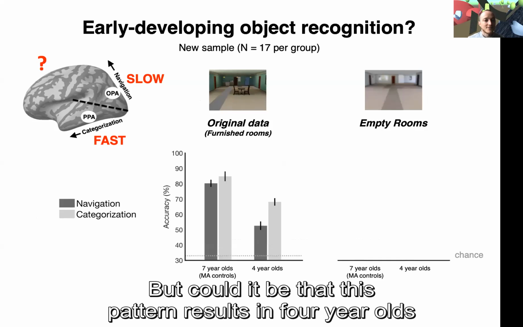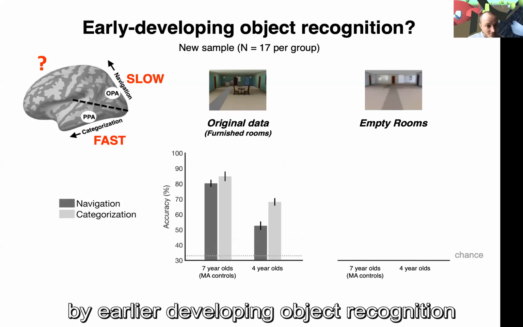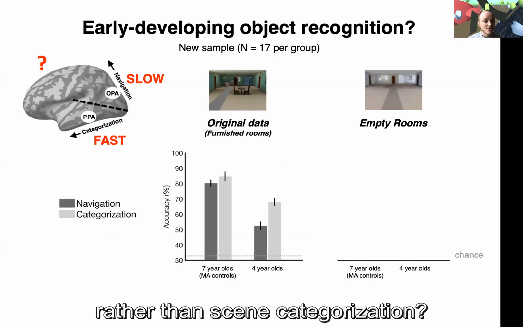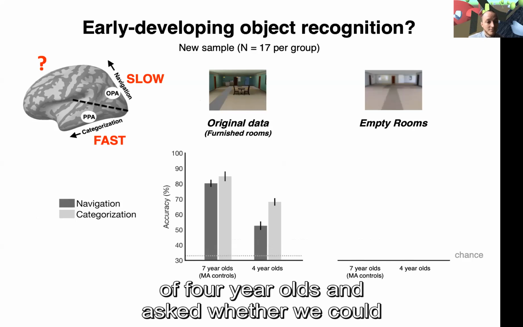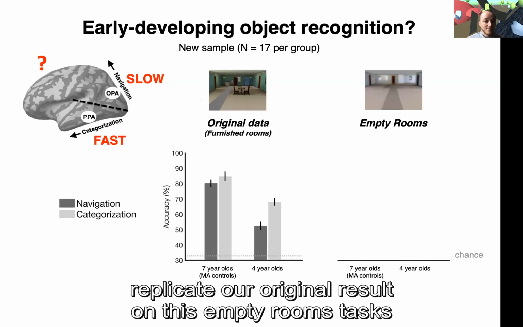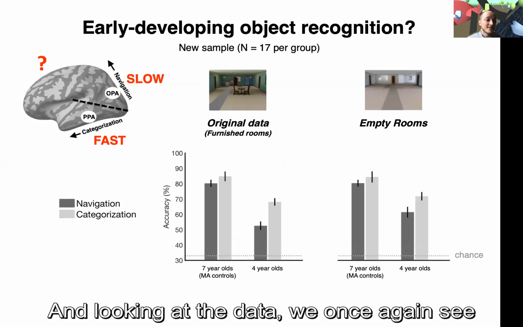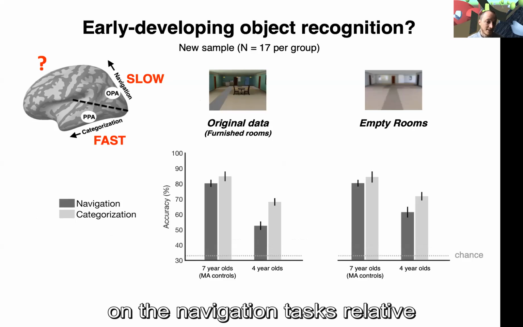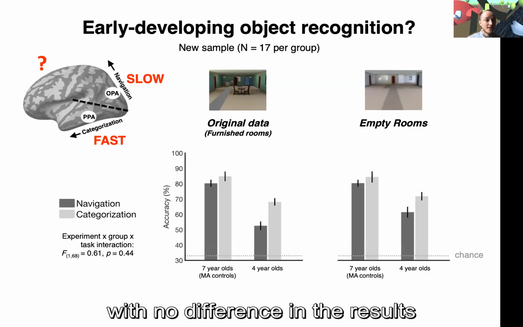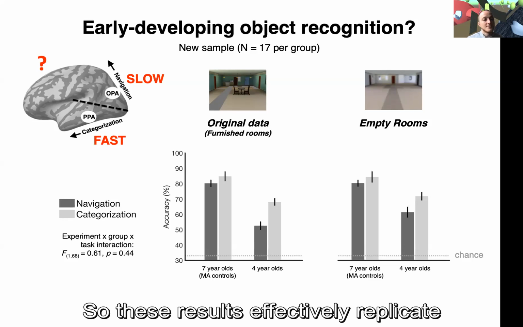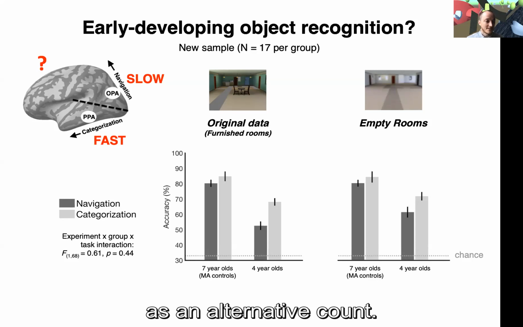But could it be that this pattern of results in 4-year-olds on this furnished rooms task is just driven by earlier developing object recognition rather than scene categorization? Well, as before, we brought in a new group of 4-year-olds and asked whether we could replicate our original result on this empty rooms task, where no objects were presented. And looking at the data, we once again see that 4-year-olds do disproportionately worse on the navigation task relative to the older 7-year-old children, with no difference in the results across the two experiments. So these results effectively replicate our original findings and rule out object perception as an alternative account.